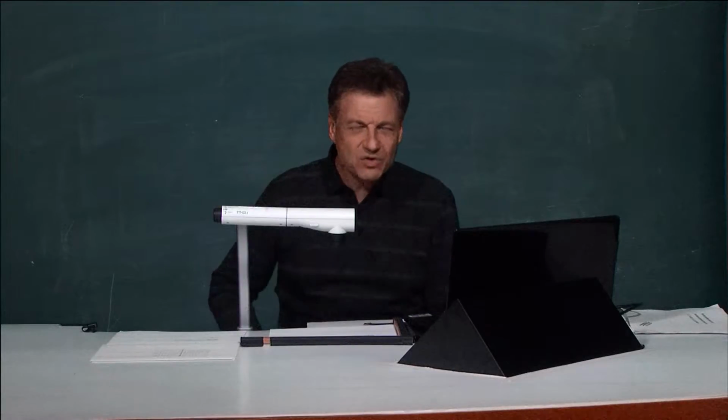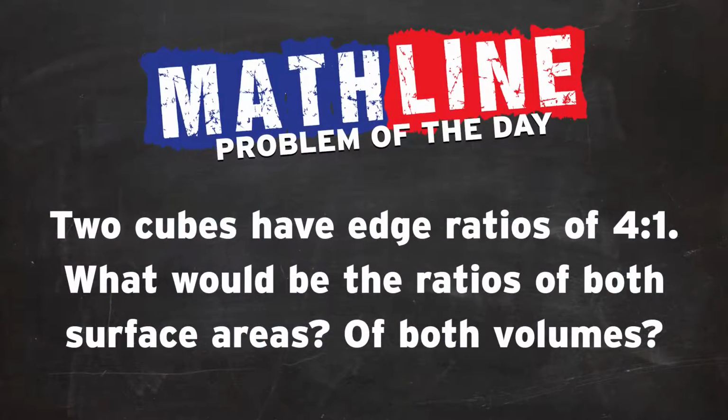Speaking of rocking, let's go ahead and get to that problem of the day. It says two cubes, we've already had some conversation about this on Facebook, by the way. Two cubes have edge ratios of 4 to 1.